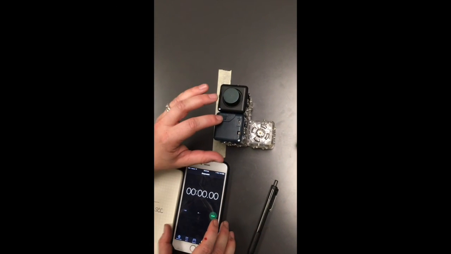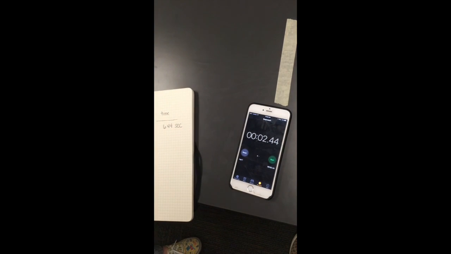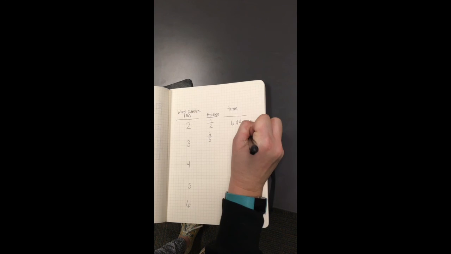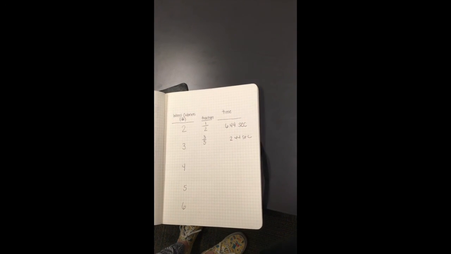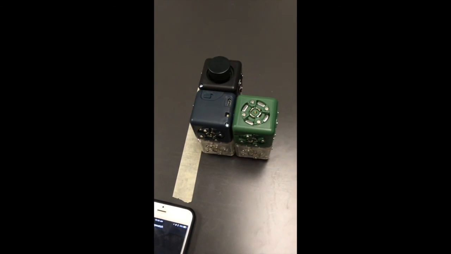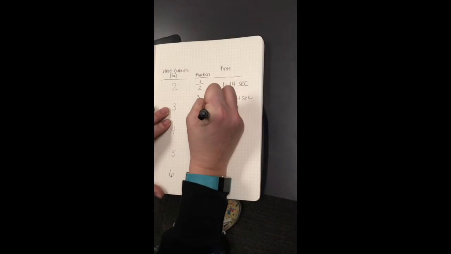So I say on your mark, get set, go. And he takes 2.44 seconds. Now we can add one of our third blocks. We can make it so that now we have 3 cubelets, but now we have 3 out of 6, which is equivalent to 1/2.